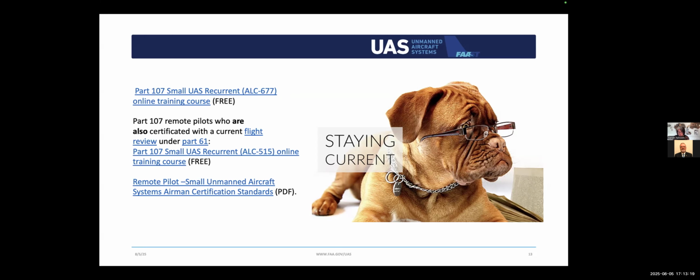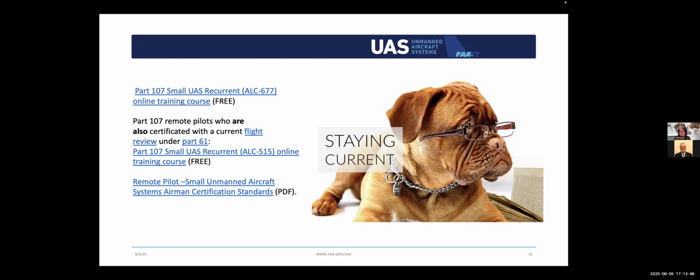Part 107 remote pilots who are also certificated with a current flight review under Part 61 must complete Part 107 Small UAS Recurrent ALC 515 online training course. And you can read the Remote Pilot Small Unmanned Aircraft Systems Airman Certification Standards. The PDF is there on that link for more information on what's on that recurrent training.